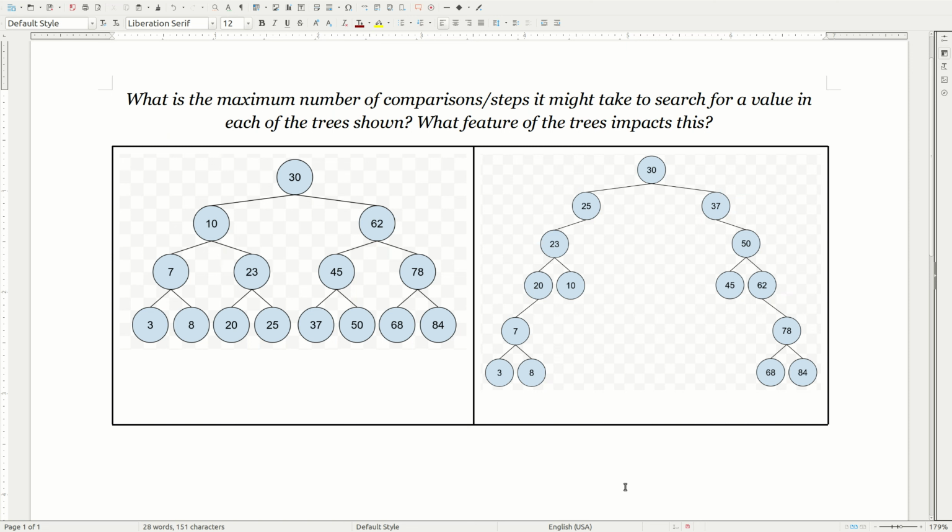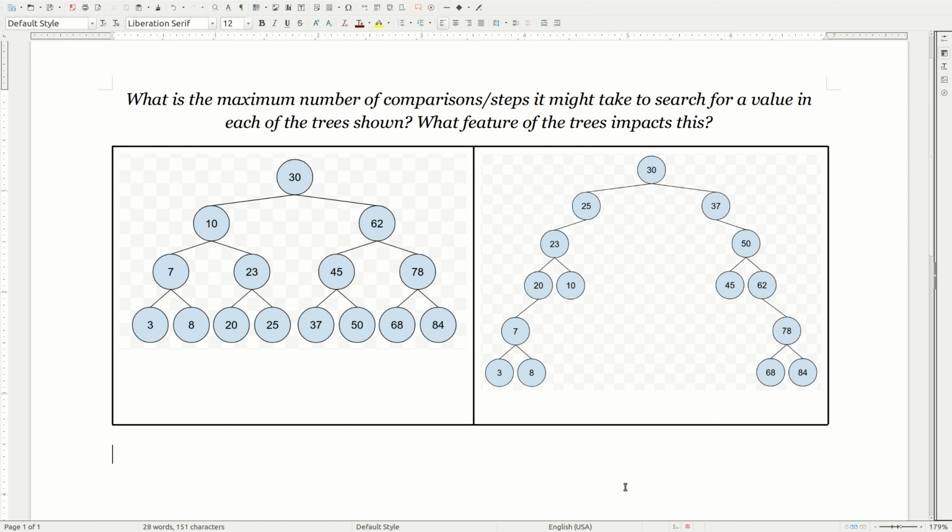Now let's think about what makes a good binary search tree or a bad binary search tree. It has to do certainly with the ordering rule that we talked about before, where every value to the left is lower and every value to the right is higher. That allows us to make our decisions accurately and know that we are in the right portion of the tree.